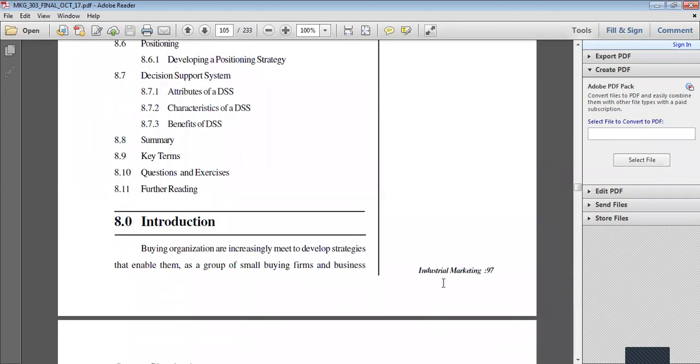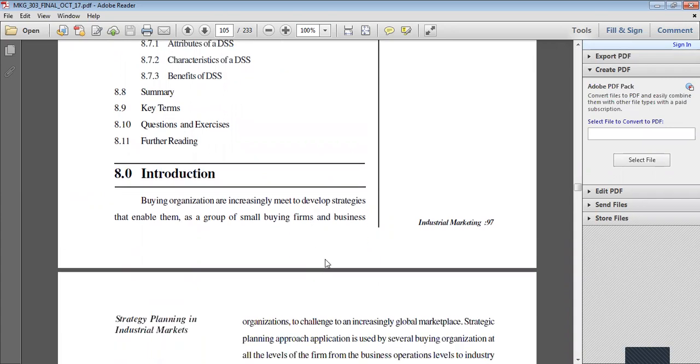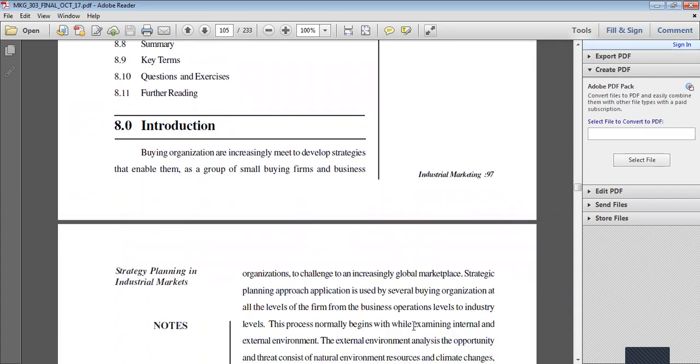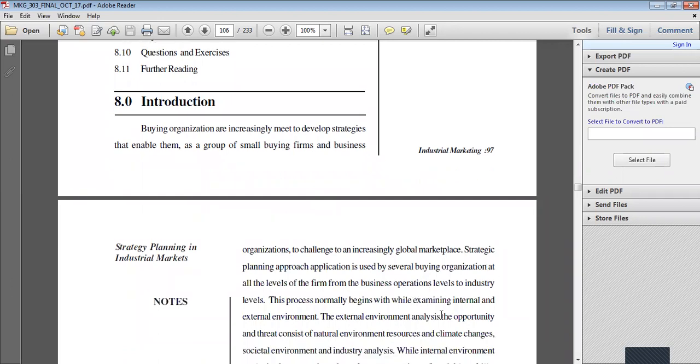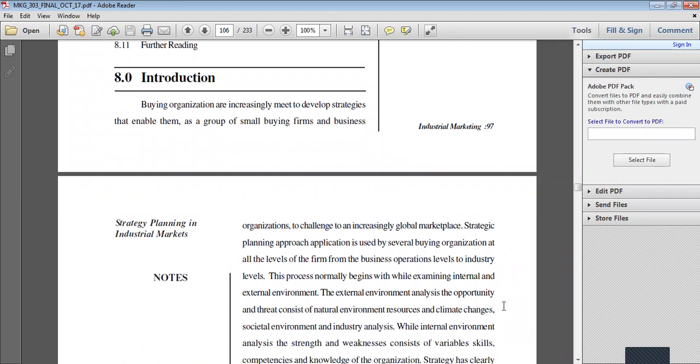Development strategy that enables them, as a group of small buying firms and business organizations, to challenge an increasing global marketplace. Strategy planning approach applications are used by several buying organizations at all levels of the firm, from the business operations levels to industry levels.